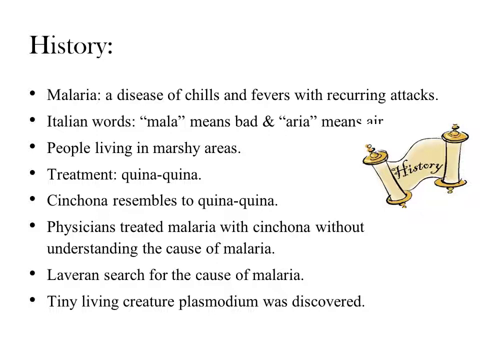In 1878, the French army physician Laveran began to search for the cause of malaria. He took the blood of malarial patients, examined it under the microscope, and noticed some tiny creatures in that blood. After 5 years, this tiny organism was named Plasmodium.